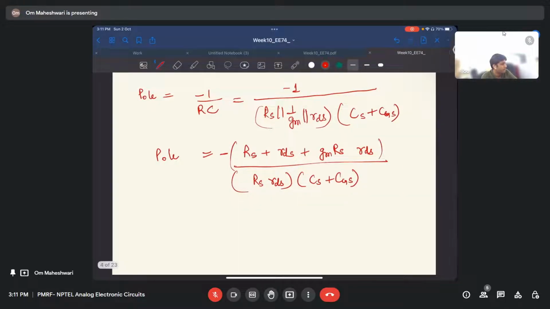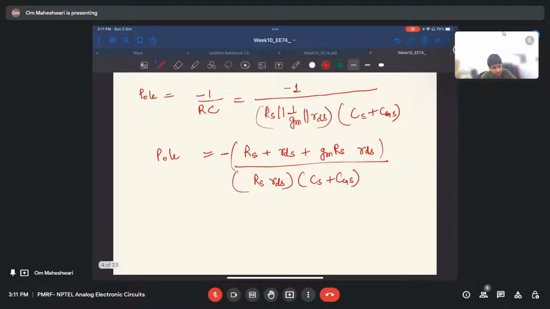If you put in the values, we know RS, RDS, GM, and everything in this. If we solve it, it should be minus 145.38. I have not solved it, but this is the formulation. You just have to put the values in this, and you will get your answer. Any doubt in this part?